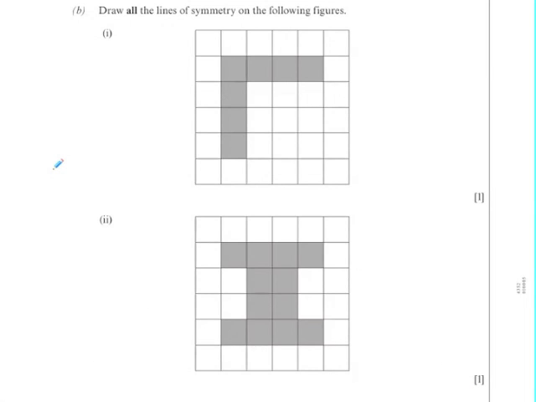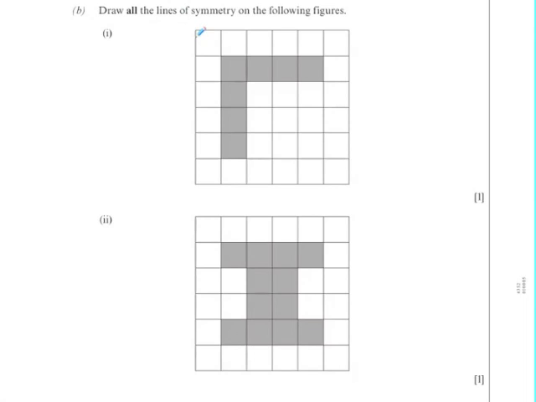In this part of the question, you're asked to draw all lines of symmetry on the following figures. Now, what this means is lines of symmetry are basically where you can position a mirror so that you'll get the exact reflection in the mirror of that image. So it says all lines of symmetry, so we've got to investigate all of them.